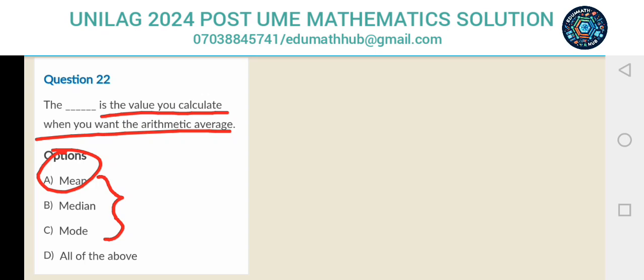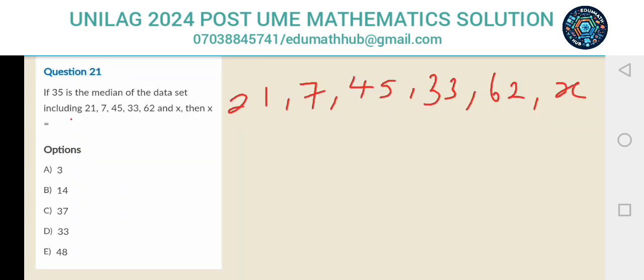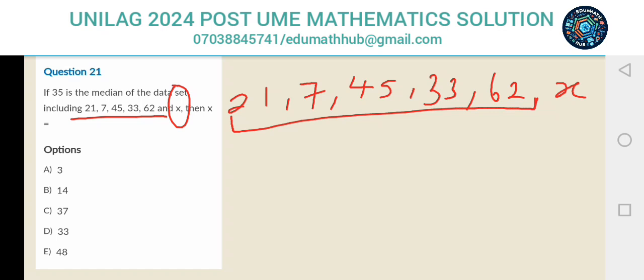Okay, let's take the next question. If 35 is a median of the set of data including 21, 7, 45, 33, 62, and x, then x is what? So to find the value of x, the first thing to do is to arrange the data as is given to you. We have to be very, very fast. So the next thing, ignore this value of x that is here and just arrange the 5 remaining values according to their increasing values.